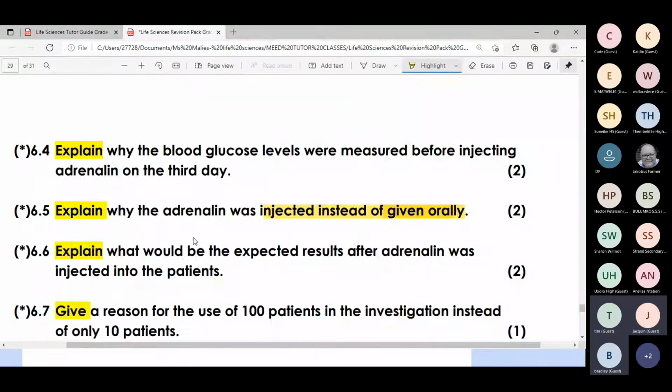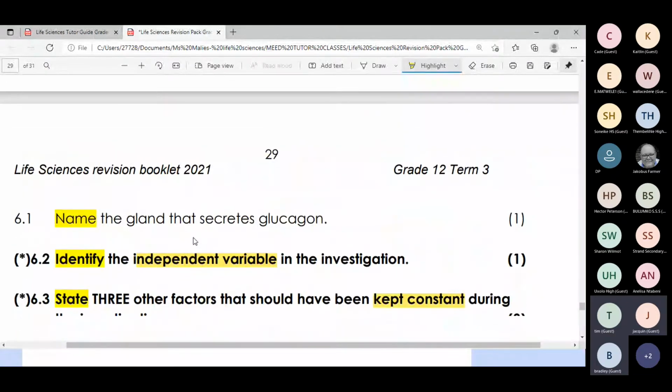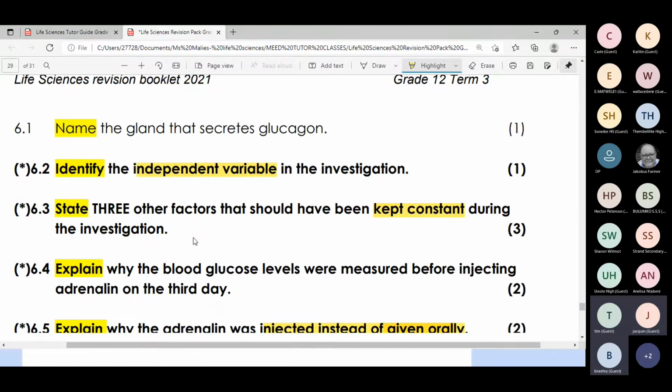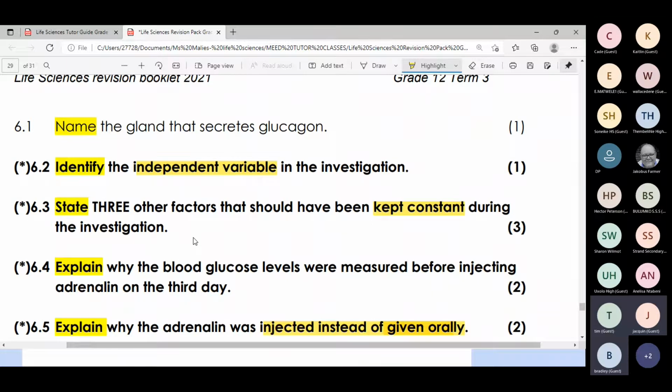Now, I want to do this question with you, grade 12. I want you to follow. 6.1, let's go to the answer.